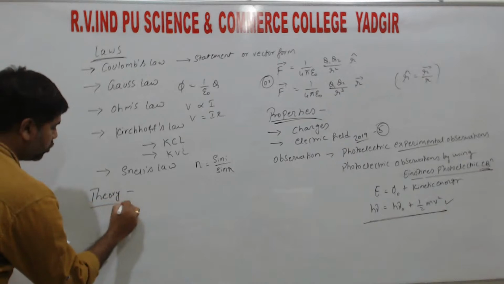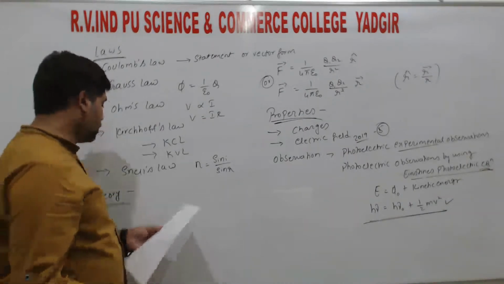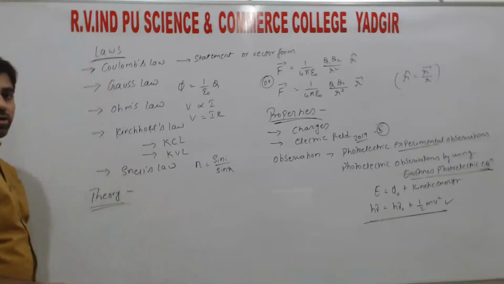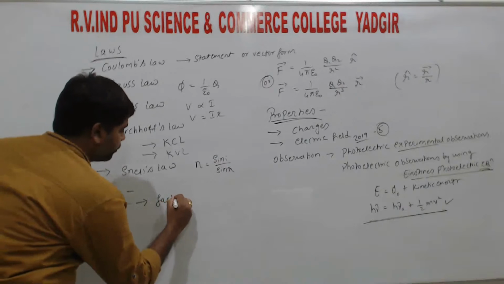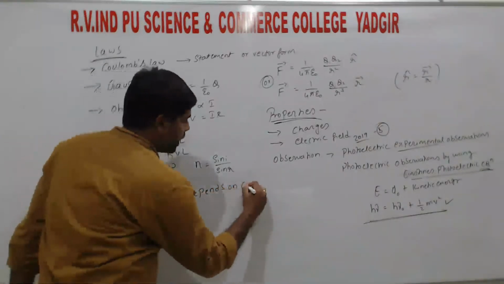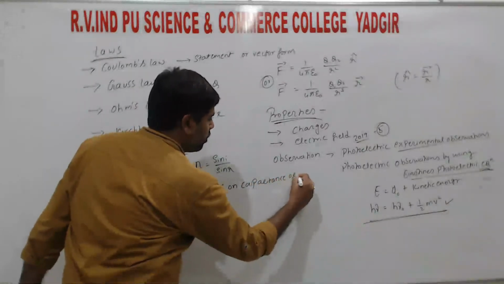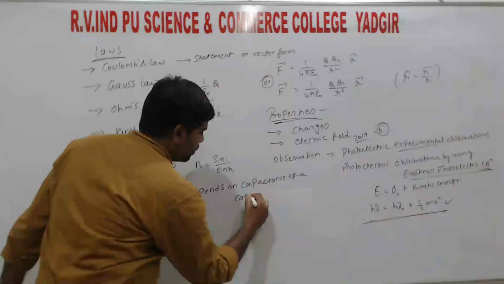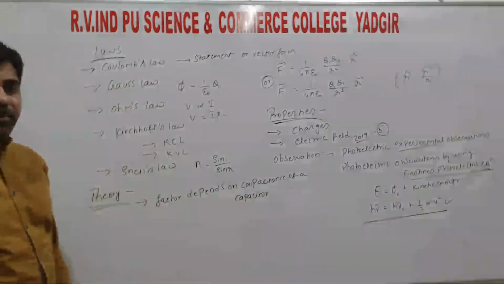So theory is very important; the theories that come in exams can be for 2 marks or 3 marks, right? So, on what factors does the capacitance of a capacitor depend?